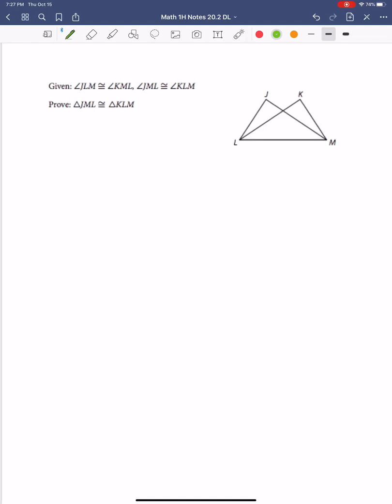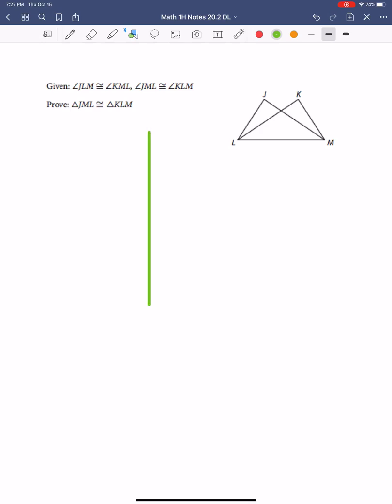Okay, and we'll go to one last proof here. For this one, I didn't write down the given information yet, so we can write that down together here. So first, we've got angle JLM is congruent to angle KML. And I'm going to mark those on my image here. So notice we've got two triangles here, right? JML, which is kind of this triangle here, on the left side. And then we've got a triangle KLM, which is this triangle here.